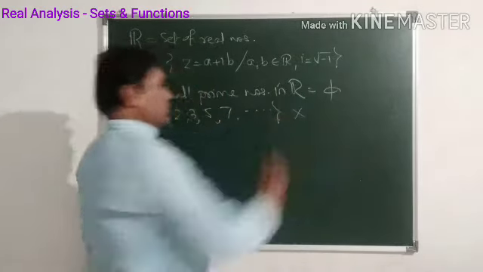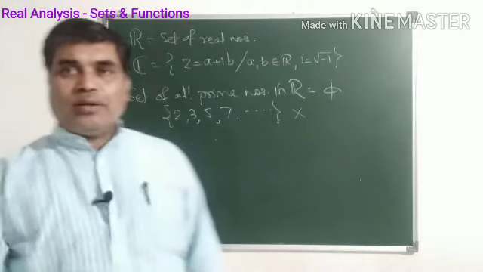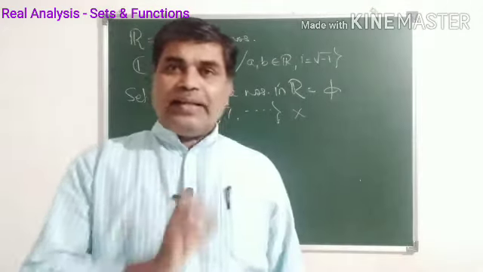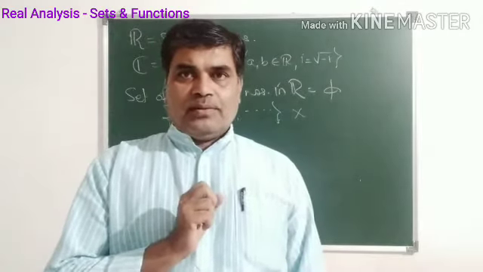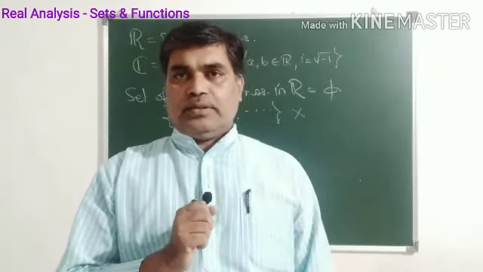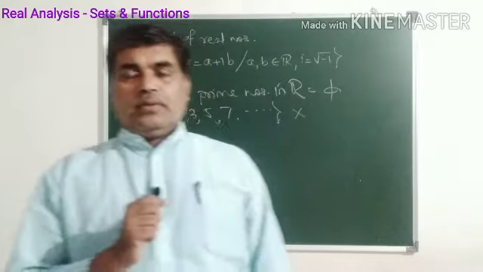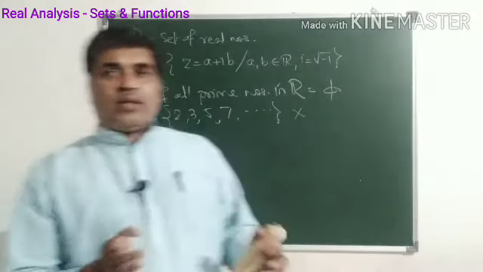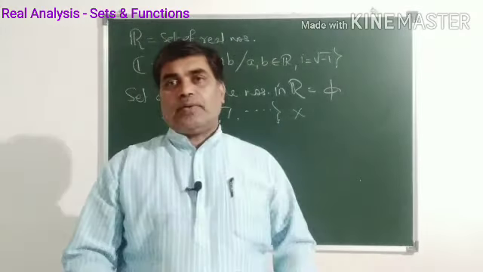So the set of prime numbers in R is the empty set. This is wrong. So this is the well-definedness of that object. Prime number, in which set you are asking for prime number, that is the important thing. If I don't ask in which set you are talking about it?